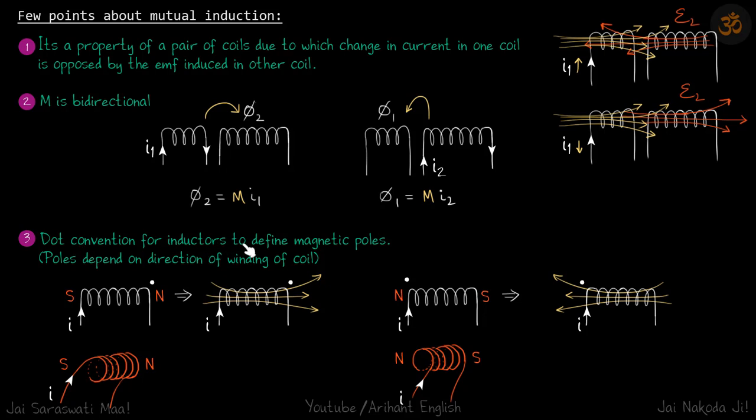Third is the dot convention for inductors to define magnetic poles. Poles depend on the direction of winding of the coil. We know that any coil can be treated as a magnet where the field lines come out of the north pole and go back inside at the south pole. So wherever the dot is, that is the north pole. And here the current is entering from here, so the field lines will be like this.